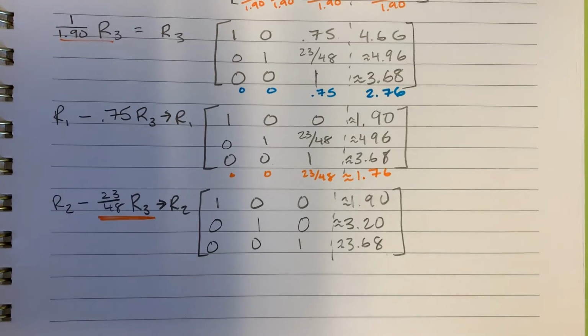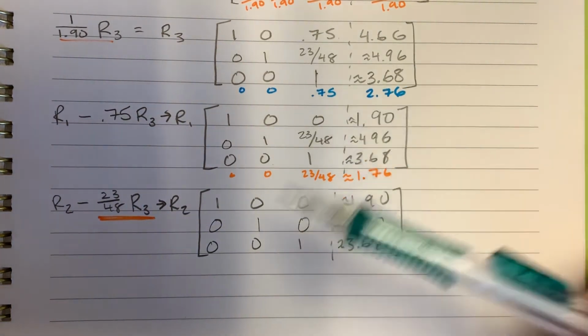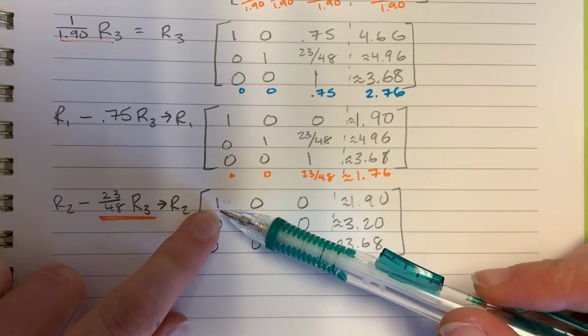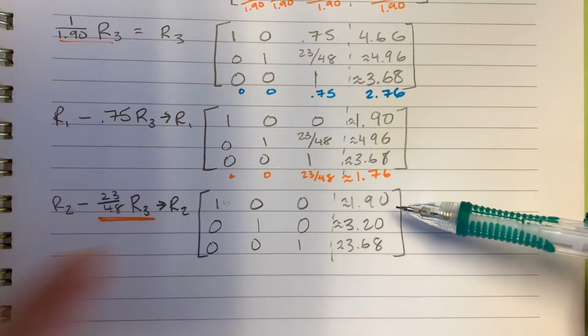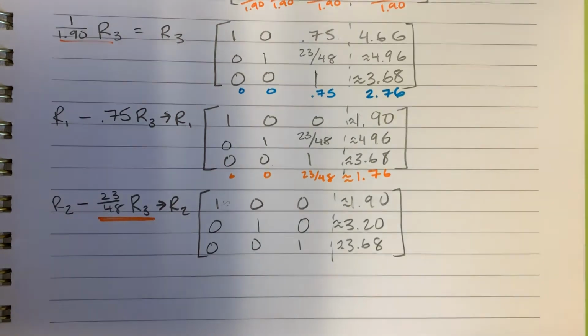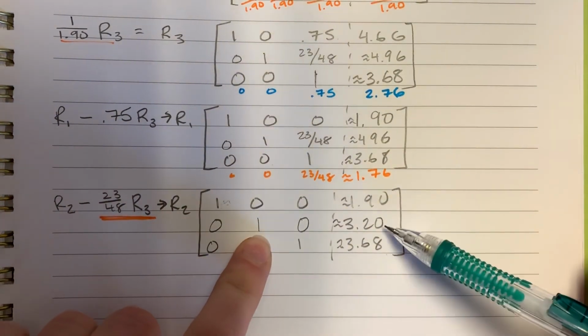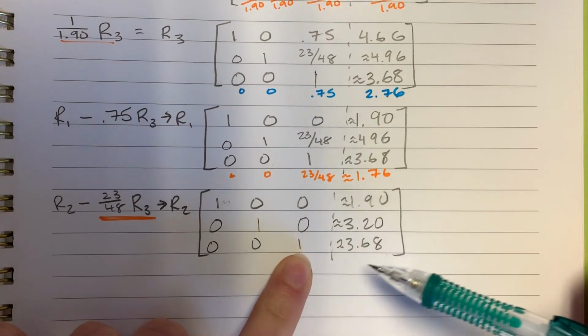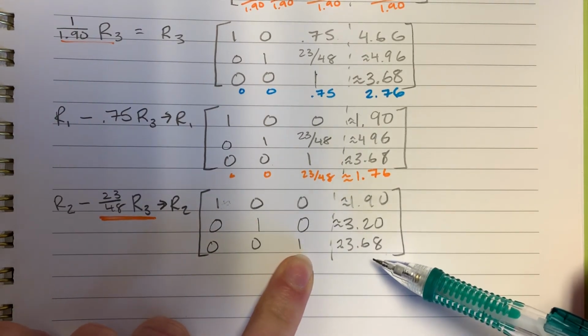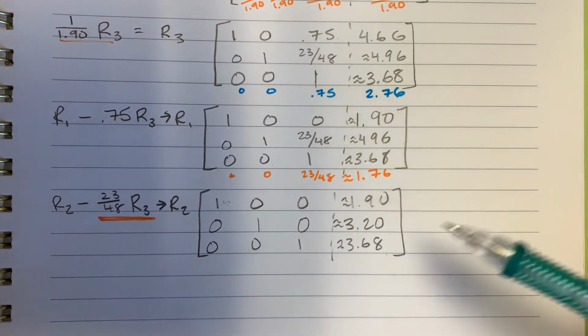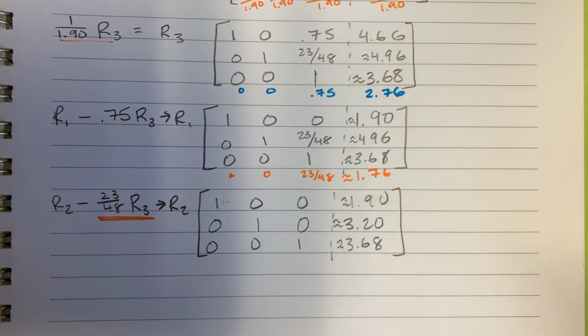So we have accomplished what we wanted to do. So this variable right here is alone. So I think this is taco. So one taco cost $1.90. And then if I remember correctly, this is my burrito. So one burrito is going to cost $3.20. And then one supreme nacho is $3.68. And that is how you solve system of equations using matrices.